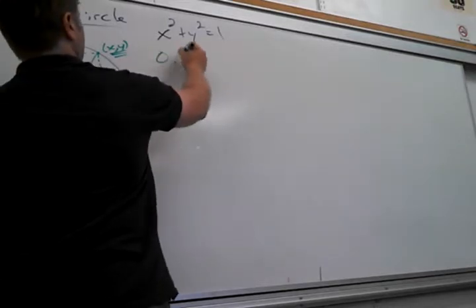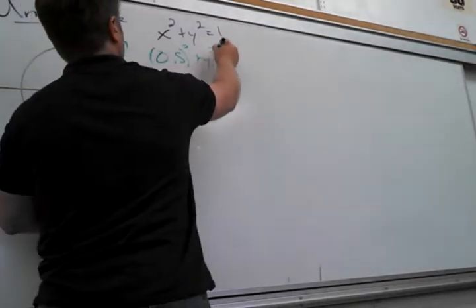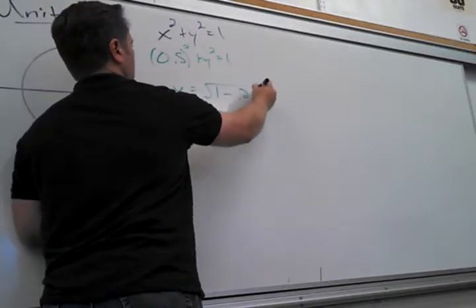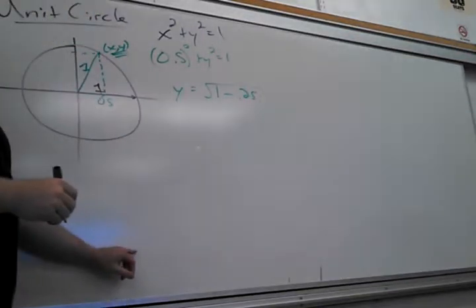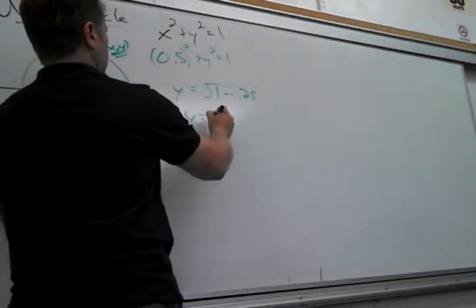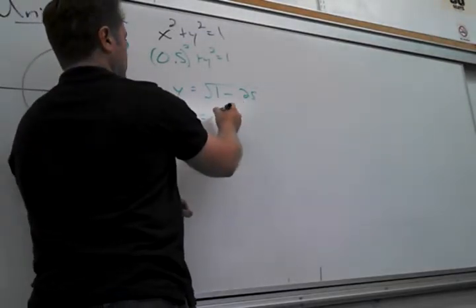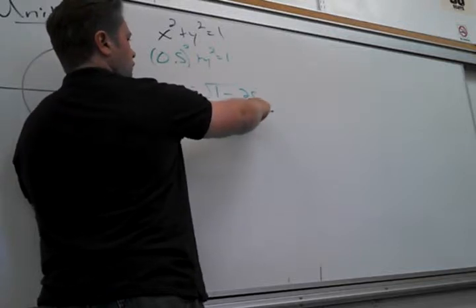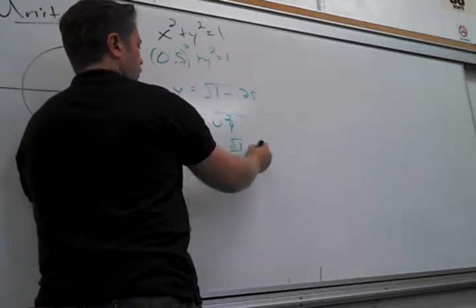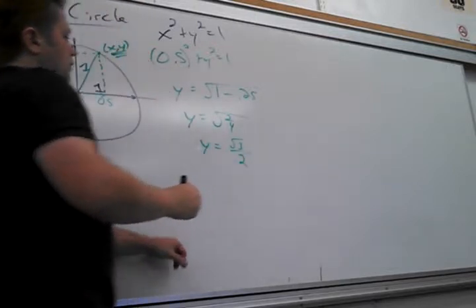So you plug in there, 0.5 squared plus y squared equals 1, so y equals the square root of 1 minus 0.25. Let's make this even nicer. Don't just give me a decimal answer. This is the square root of 1 minus 1/4, which is the square root of 3/4, which is the square root of 3 over 2.